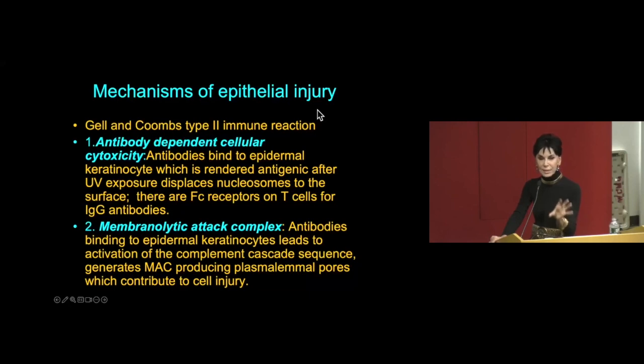Now, there are Fc receptors on T cells, and those Fc receptors will bind to the antibodies that in turn are bound to the keratinocyte, and that will result in injury to the epidermis that is mediated by T cells, but it's referred to as antibody-dependent cellular immunity, where you have those T cells with Fc receptors binding to immunoglobulin, which in turn is bound to the keratinocyte that is rendered antigenic with light exposure.